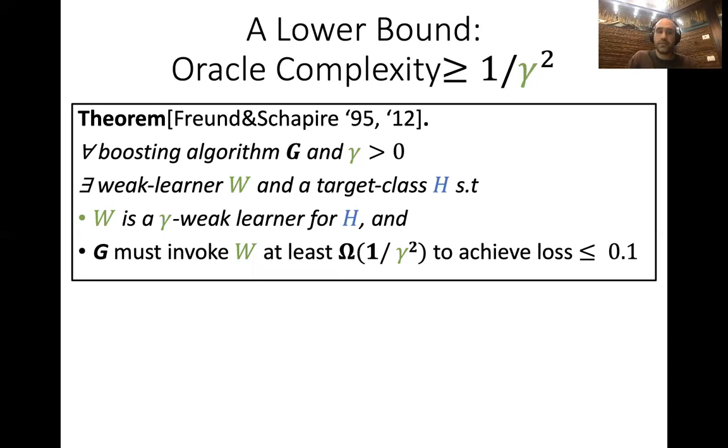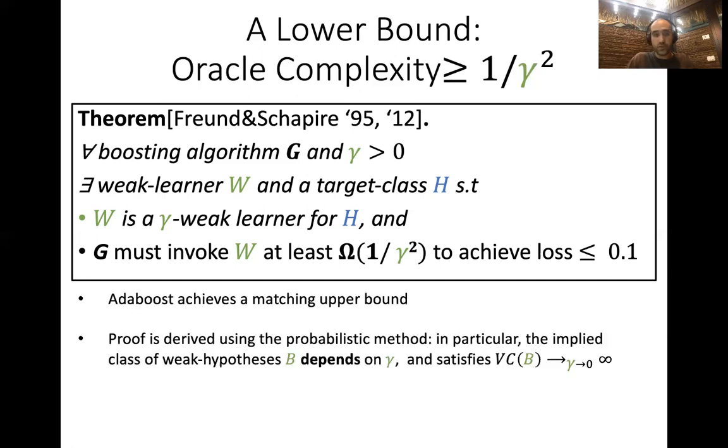they can cook a weak learner W, so there exists some particularly bad weak learner W in the target class H, such that W is a gamma weak learner for H. So W and H satisfy the weak learning assumption. However, G must invoke W many times, at least 1 over gamma squared, in order to achieve a constant loss, let's say less than 0.1. So this is very nice because AdaBoost achieves a matching upper bound. So it shows a sense in which AdaBoost is optimal.